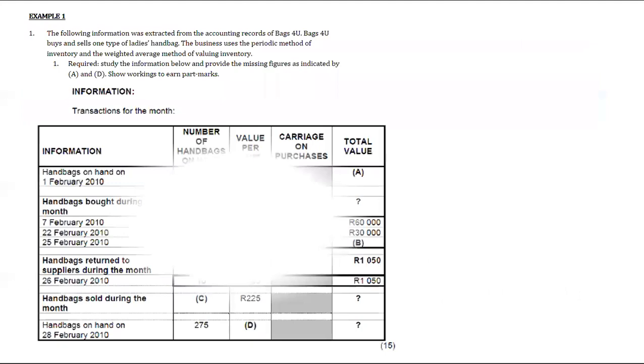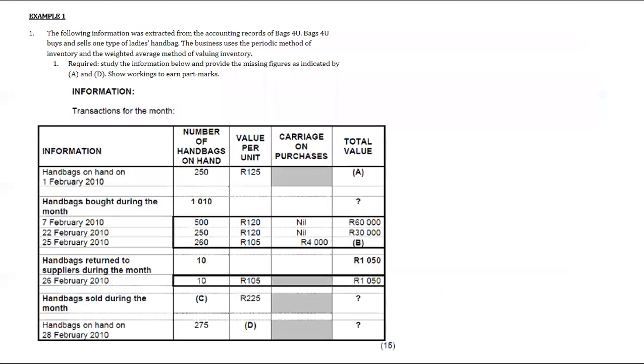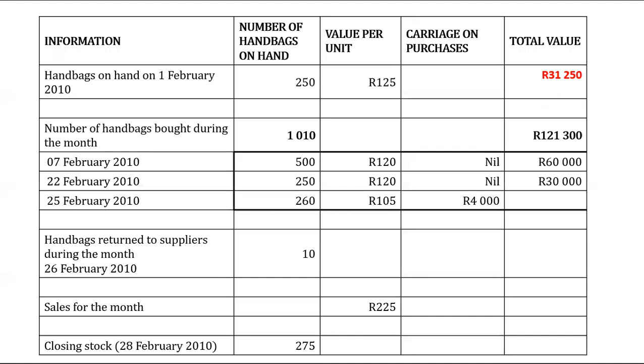Okay, let us look at this example here. Let's start first by calculating simple things like your purchases, your A and your B. Now let's calculate A. A in this case will simply be 250 times 125, which is 131,215. When you calculate the value for the 25th of February purchases, you'll take 260 times 105, and then you add the 4,000. Okay, that 4,000 is fixed.